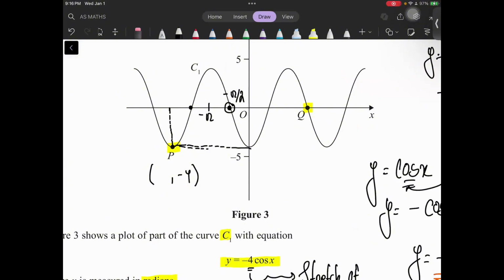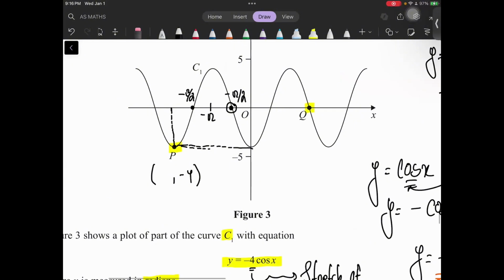Cos 270, or minus pi by 2. Cos minus 3 by 2 pi is going to be equal to 0, right? And cos minus 2 pi is going to be equal to minus 1. So this is going to be minus 2 pi and minus 4. I hope you're clear with that, right?